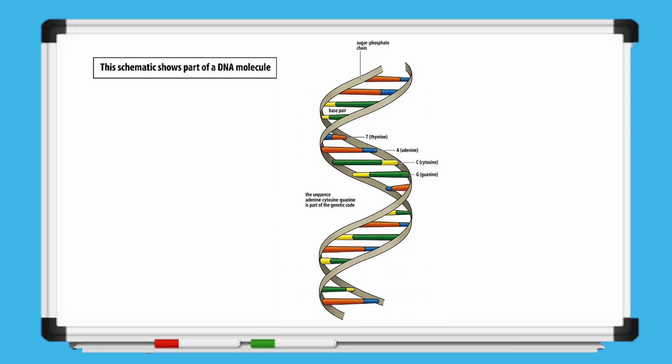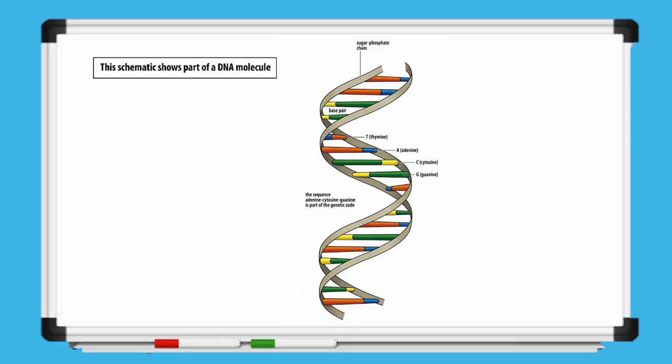The four nitrogen bases carry genetic information and always pair in a specific way. Adenine always pairs with thymine, thymine always pairs with adenine, cytosine always pairs with guanine, and guanine always pairs with cytosine. For example, a sequence such as adenine, cytosine, guanine is part of the genetic code that stores information in DNA. The main points to remember are that base pairing is specific, with adenine pairing with thymine and cytosine pairing with guanine.